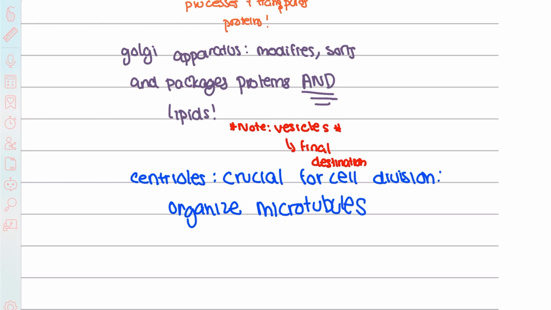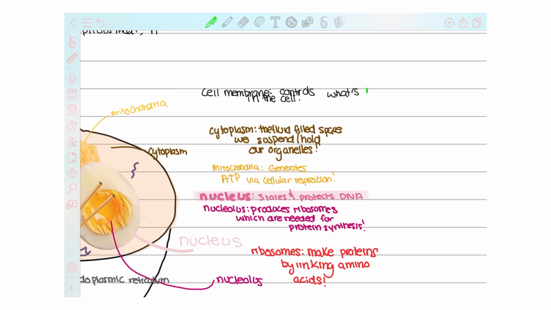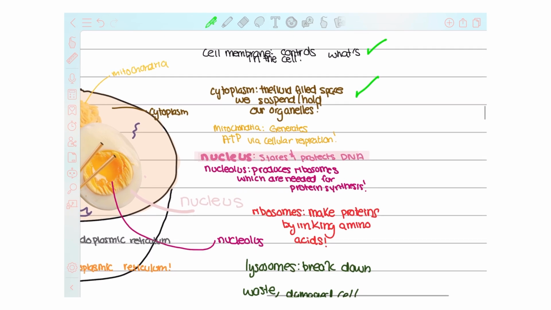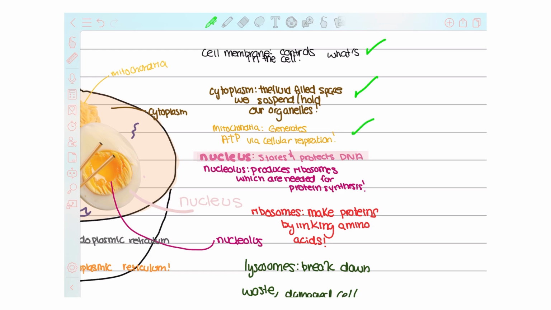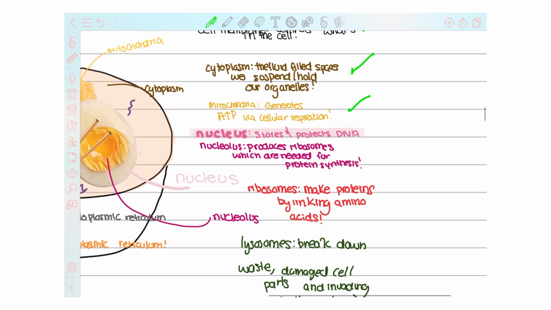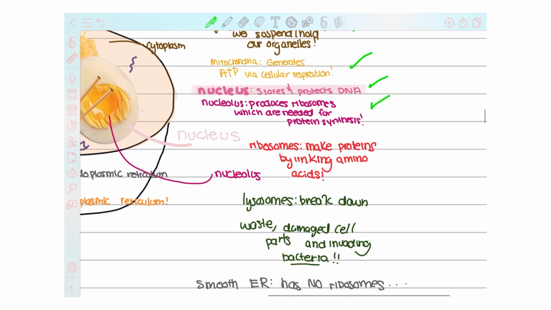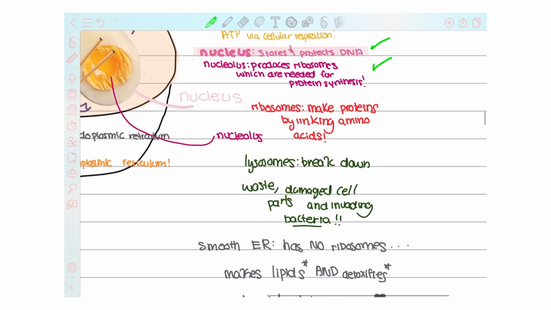Let's go through it from the top. The cell membrane is our ramen bowl. The cytoplasm is our ramen soup. The mitochondria is our ramen noodles. The nucleus is our egg whites. The nucleolus is our egg yolk. The ribosomes are our pork cutlets. The lysosomes is the mint that some people add on.